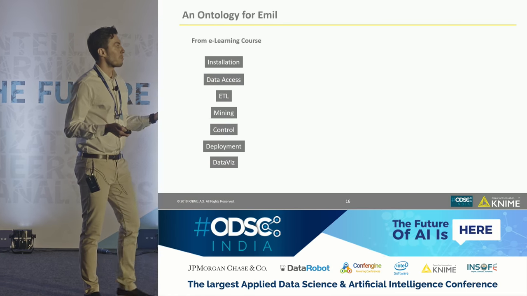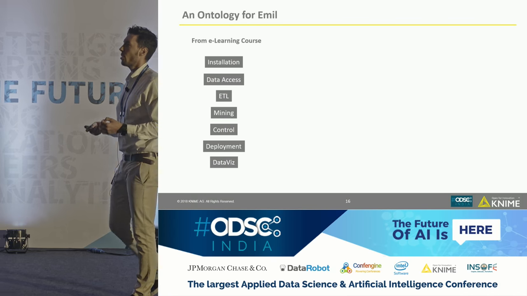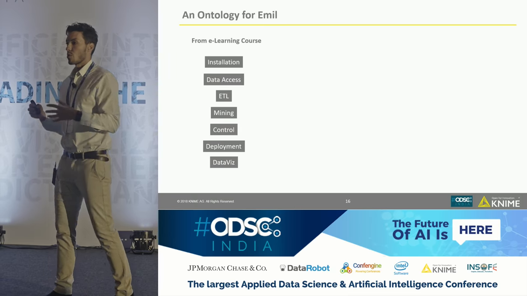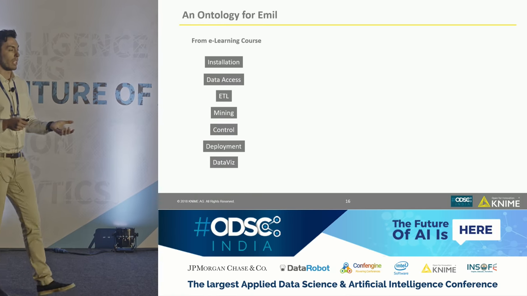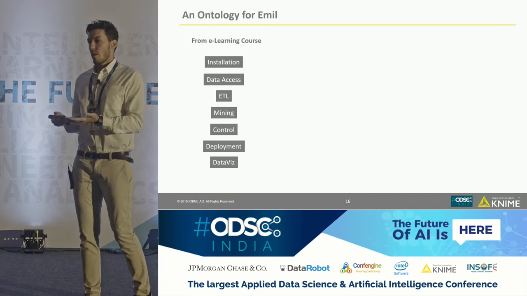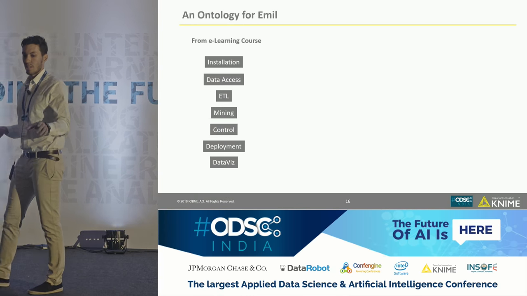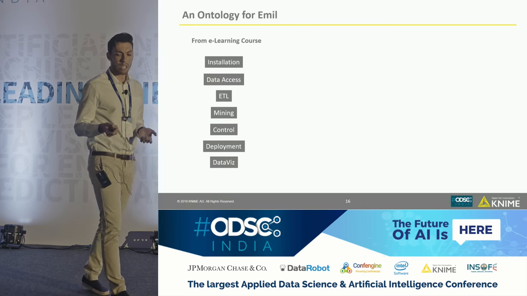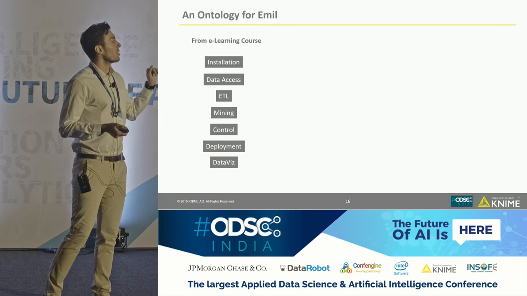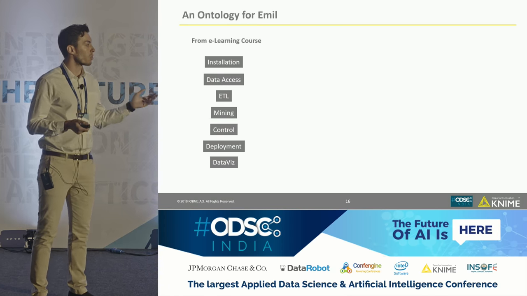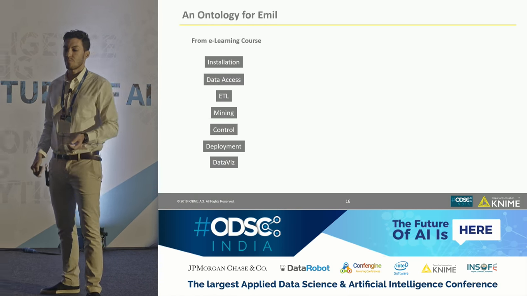And about data science, the ontology corresponds to the class system, right? So we thought, okay, maybe we can somehow create a high-level class system from the resources that are available online. We said, okay, we have an e-learning course on the KNIME website. Let's start by using these classes. And we came up with 7 different classes here: installation, data access, ETL, mining, control, deployment, and data visualization. Those are all the things that are covered in our e-learning course.